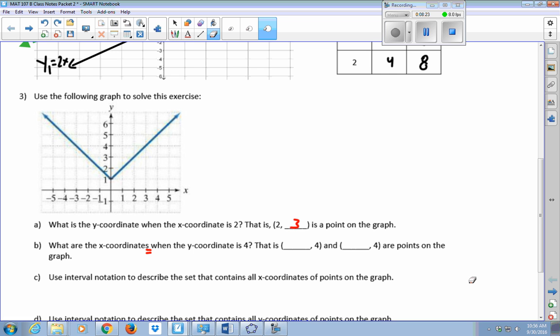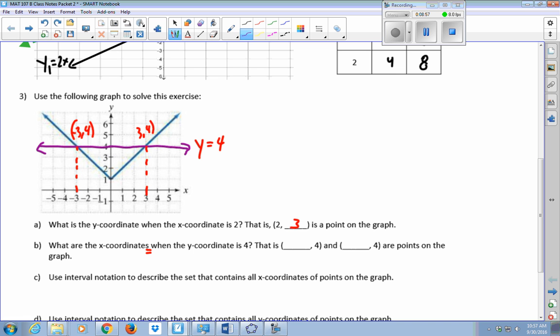Yeah, at y equals 4, I could draw a horizontal line. All right, and if I drew a horizontal line, and I'll try to draw this straight. Oh, I'm doing pretty. There we go. All right. So if I draw a horizontal line straight through y is 4, so the equation of that line is exactly what I just said, y is 4, then I notice it hits my graph in 2 spots. So those 2 spots are (-3, 4) and (3, 4). Okay, so (-3, 4) and (3, 4) are points on the graph.